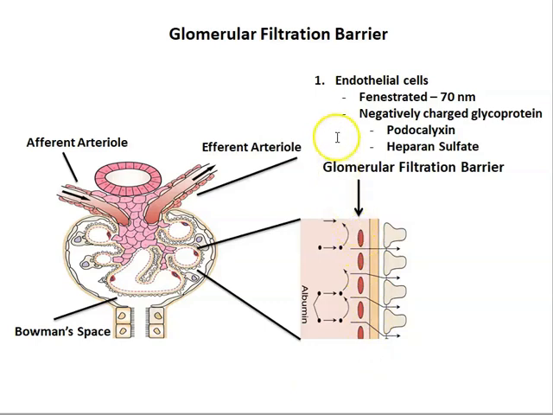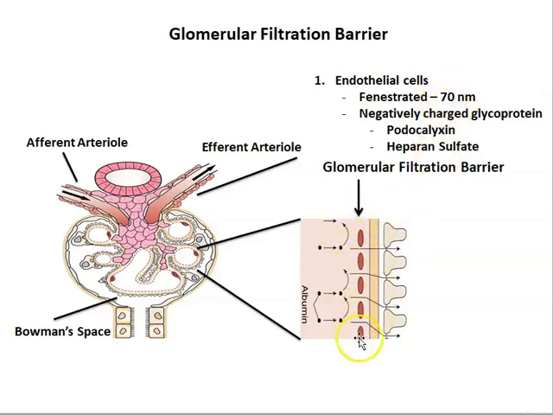The first layer we are going to introduce is the endothelial cells. There are two characteristics associated with the endothelial cells. The first feature is that these cells are fenestrated. They contain gaps between these cells, which are about 70 nanometers.